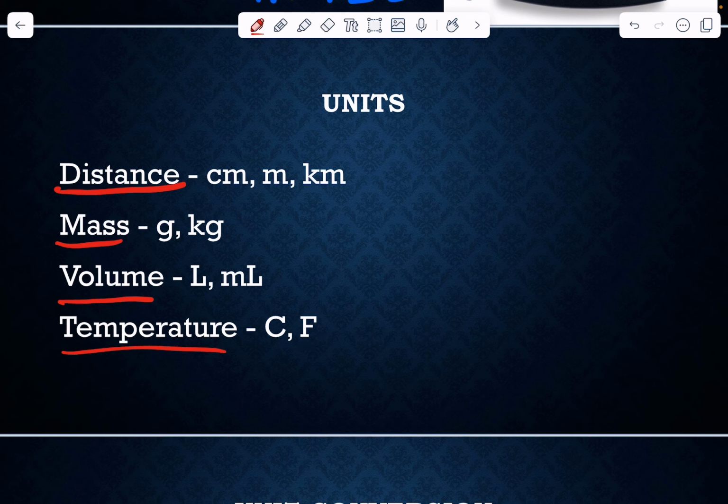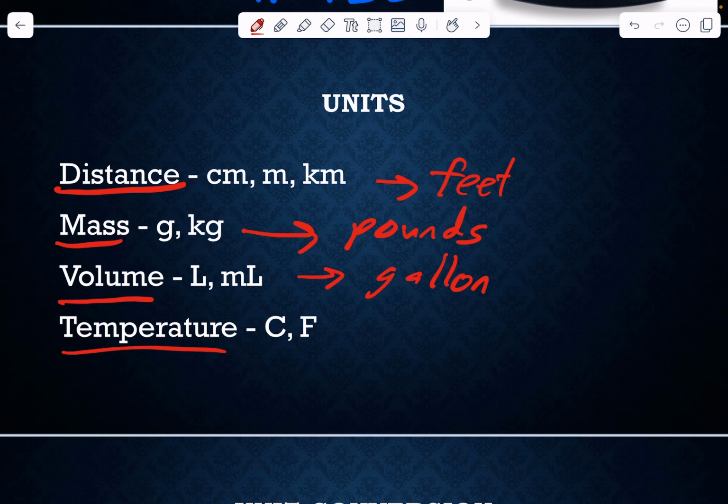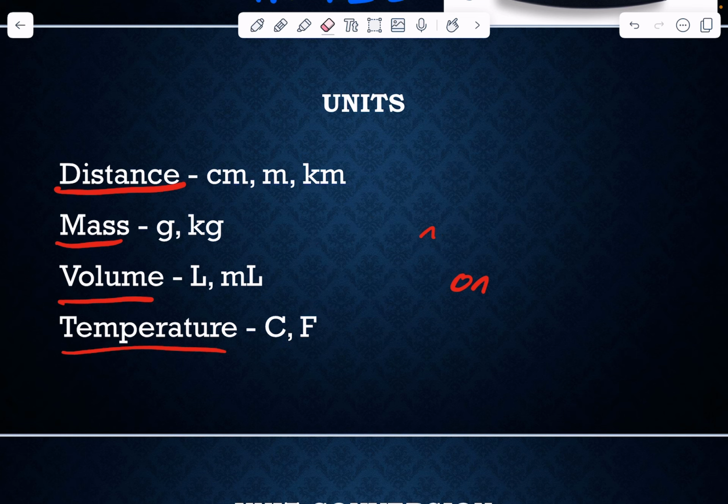Now the units you're probably familiar with for mass is pounds. For distance, it's feet and inches and miles. For volume, we've used gallons and cups, okay? And for temperature, we use Fahrenheit. In this class, we're not going to use those. We're going to be using these units over here.